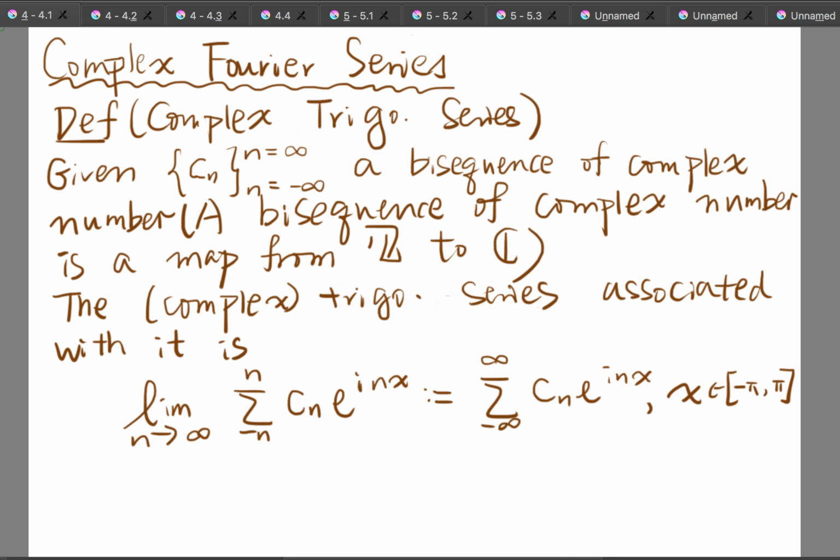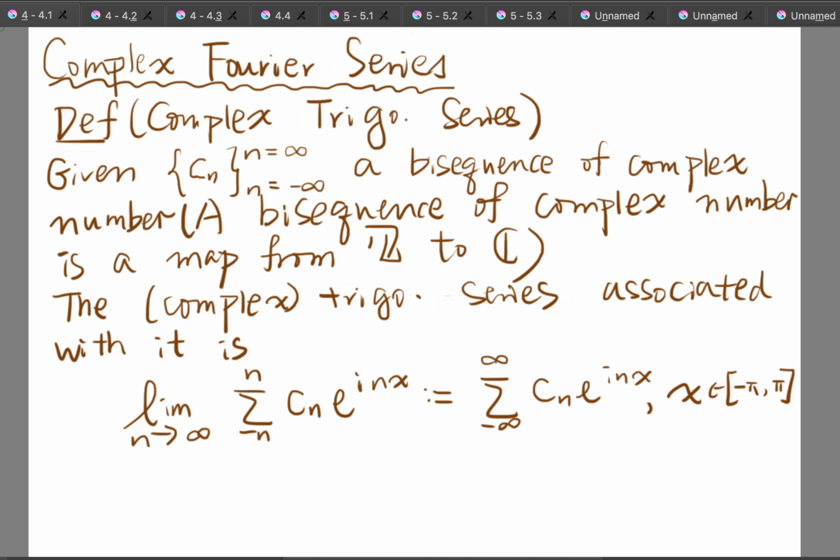Given c_n, where n runs from negative infinity to positive infinity, which is a bisequence of complex numbers. And what is a bisequence of complex numbers? Well, it is a map from Z to C. The trigonometric series associated with it is given by the limit as n tends to infinity of the sum of c_n e^(inx), and we run the index from negative n to n.